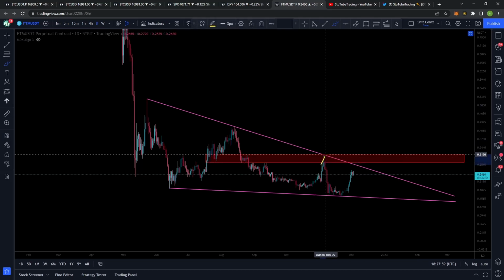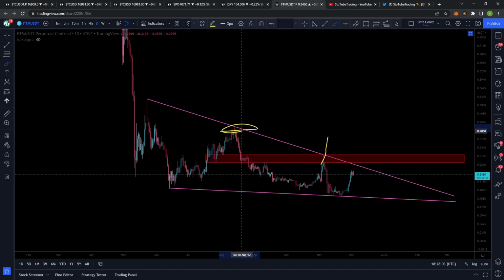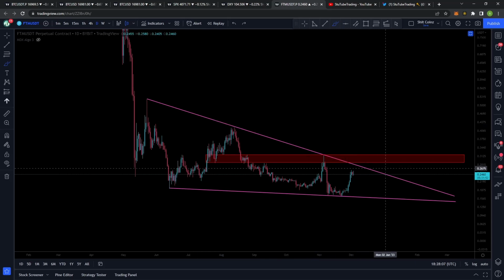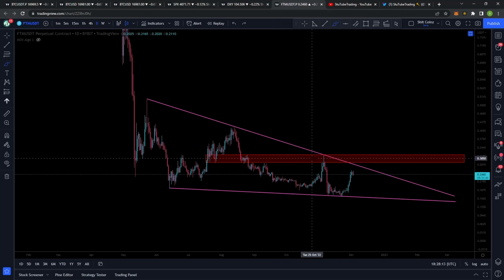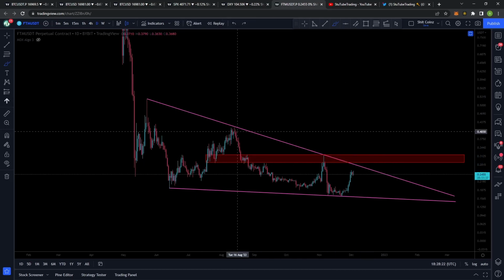Let's say this one would have broke out. I totally would have expected to see some kind of rejection at this resistance here, because there were only 2 touch points on the downward sloping trend line. I would have considered it way more likely that it was a fake out, whereas now that it has this 3rd touch point and is running at that resistance again, I would take a breakout far more seriously at this level on something like FTM right now.